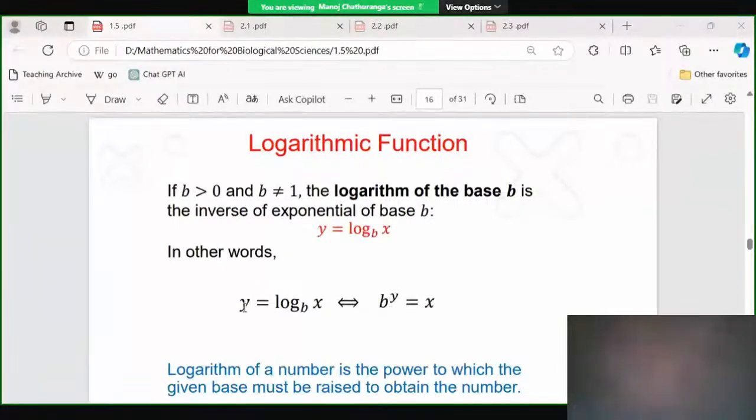So this is how you define them. You take the exponential function, interchange x and y, then you need to solve it for y. Solving means you need some kind of notation for that. For example, if it is a power, you need to extract the power, you take a root, something like that. So here we need a special notation.